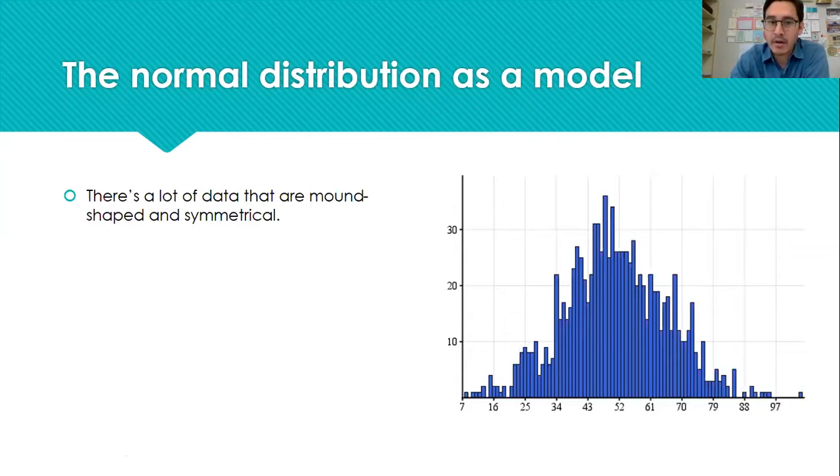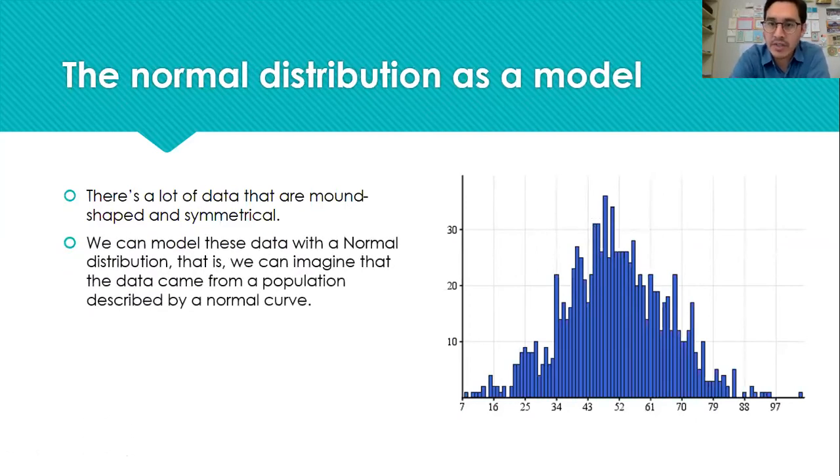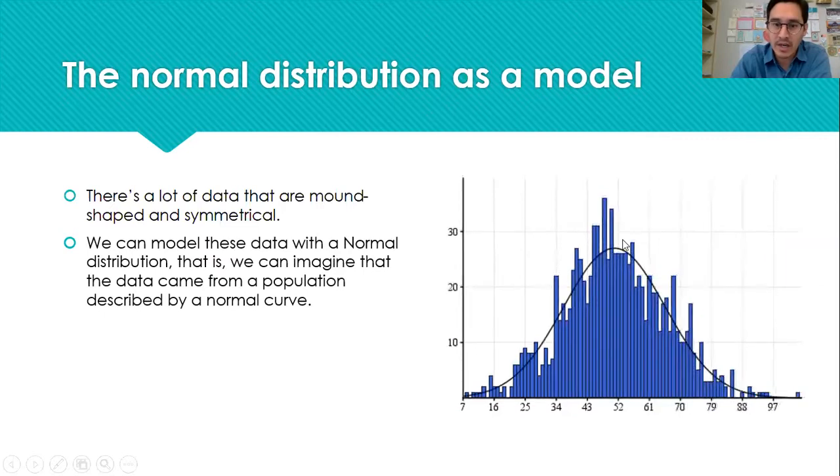So there's a lot of data out there that kind of follow this particular shape. They're mound-shaped and more or less symmetrical. And so for data with this shape, we can use a normal distribution to model it. In other words, we could imagine that this data came from a population that's described by this normal curve, sometimes referred to as the bell curve. So the histogram is representing sample data, but this normal curve is a model for population data.